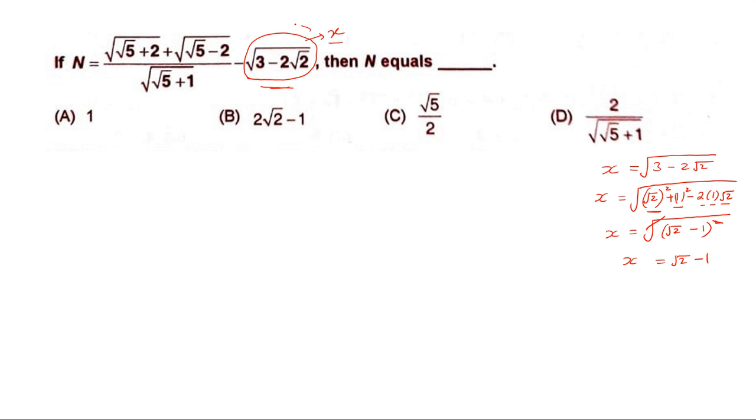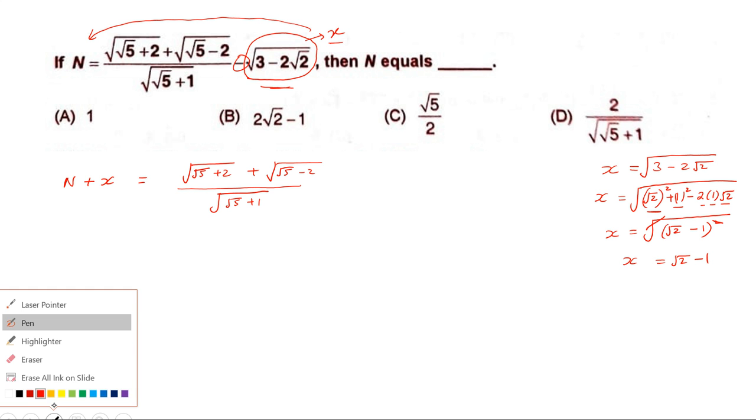Now see here in this expression, this square root of 3 minus 2 root 2 we considered as x. This x let us bring to left side. Then we can write n minus x, and if it comes to the left side, it becomes plus x. So n plus x is equal to [square root of root 5 plus 2 plus square root of root 5 minus 2] whole divided by square root of root 5 plus 1.